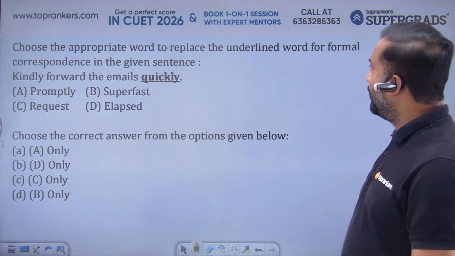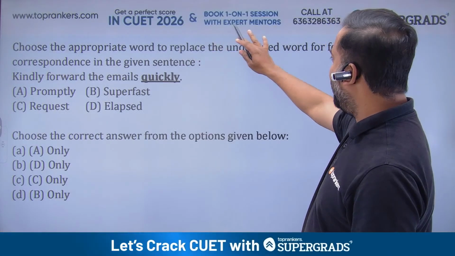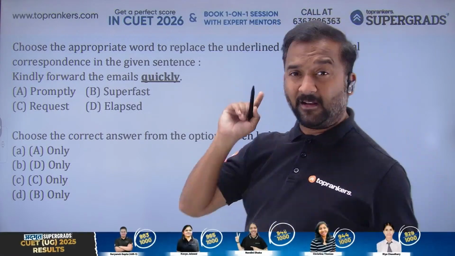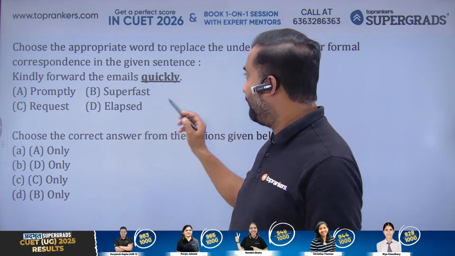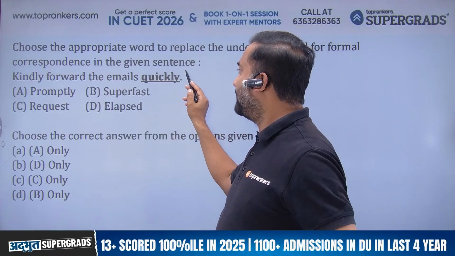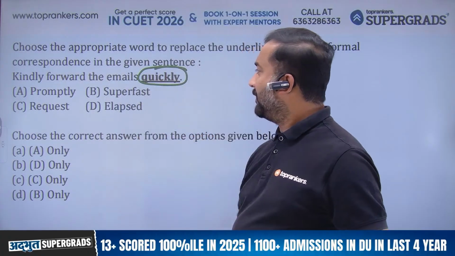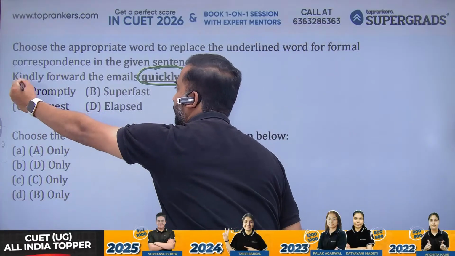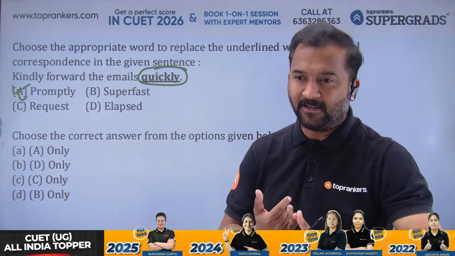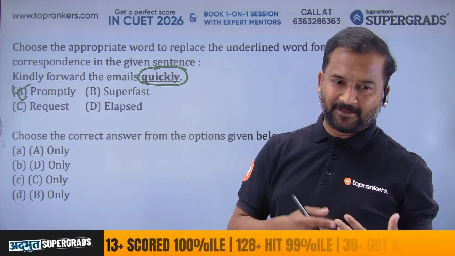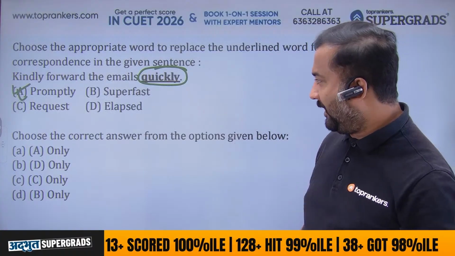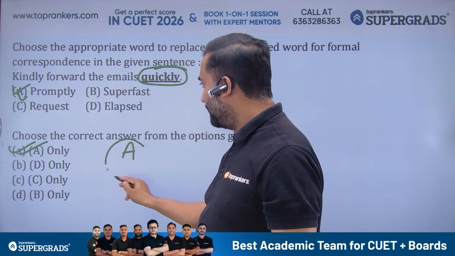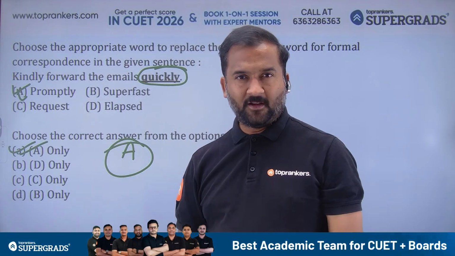Here again we have a word. So choose the appropriate word to replace the underlined word for the formal correspondence. Formal letters में. If you say kindly forward the emails quickly, so in formal language we use the word prompt response. Prompt is a very quick response to something. Formal letters जब आप लिखते हो तो आप इसी तरीके से words use करते हो. That is option A. A में ही लिखा हुआ है. So that has to be your correct answer to this question, students.